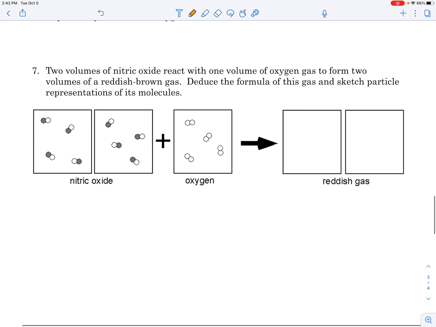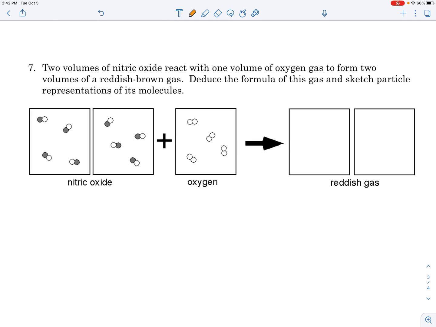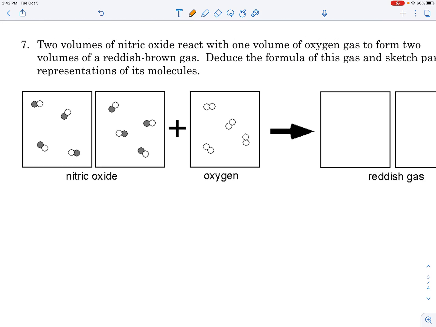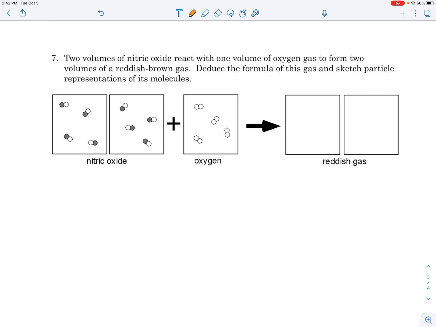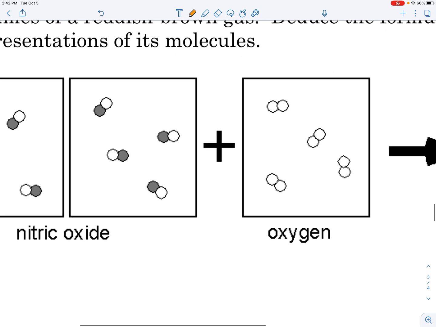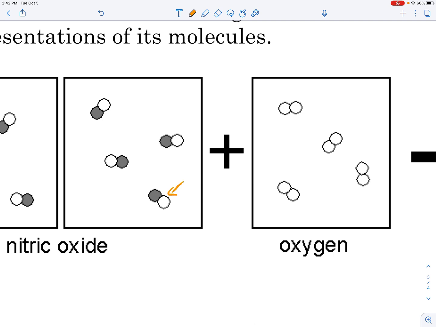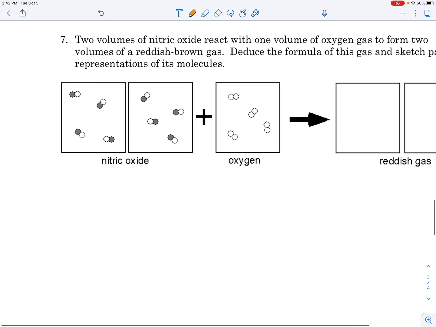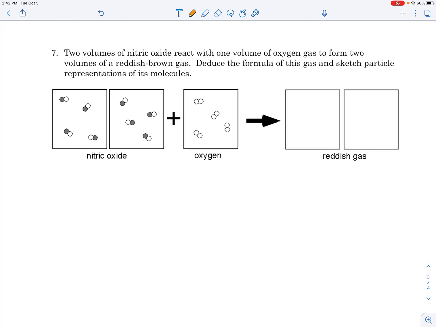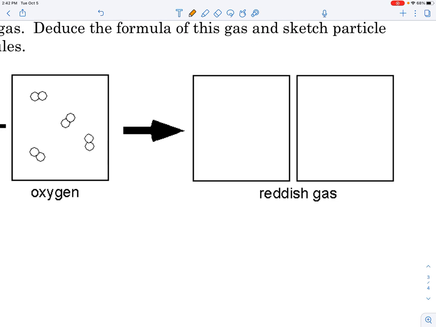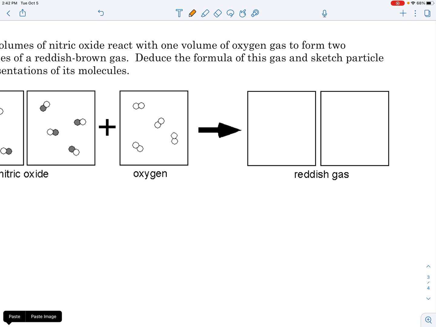And the last one, I want you to try this on your own based on what I just showed you. We've got nitric oxide, we've got oxygen. They're going to combine to make this reddish gas, and you don't want to have any oxygens left over. You don't want any nitrogens left over. And we can figure out here, the oxygens are the clear ones. On the left-hand side, we've got oxygens. So you want none left over. You don't want to have more on the one side than the other. So combine the oxygen and the nitric oxide in some way to make a reddish gas, and see if you can figure out what those molecules look like.